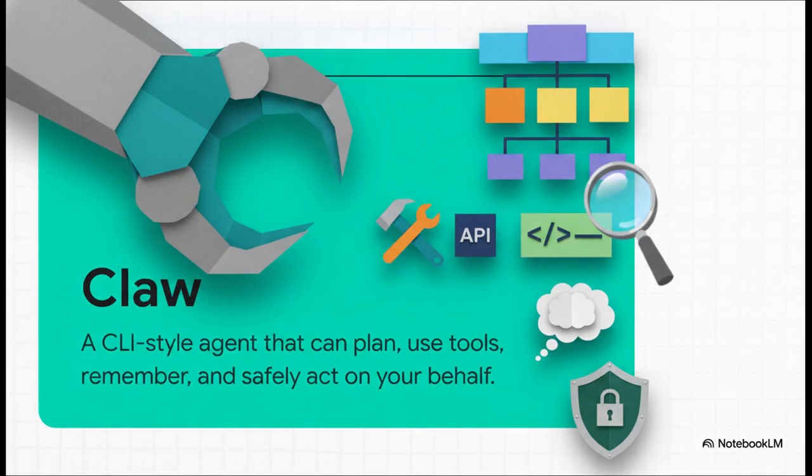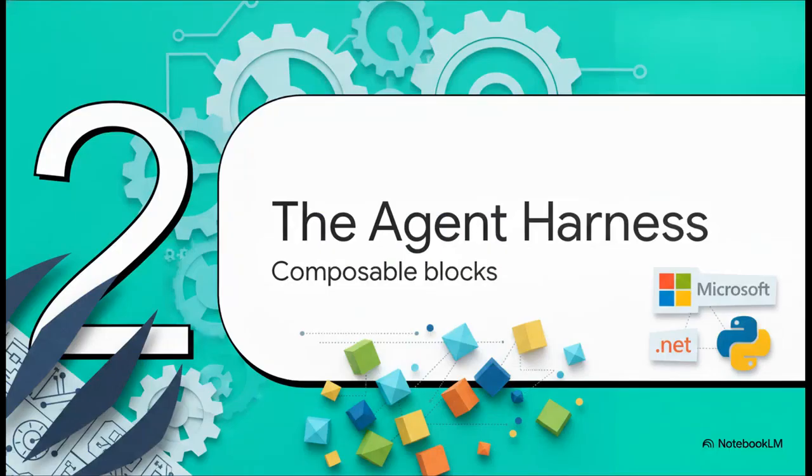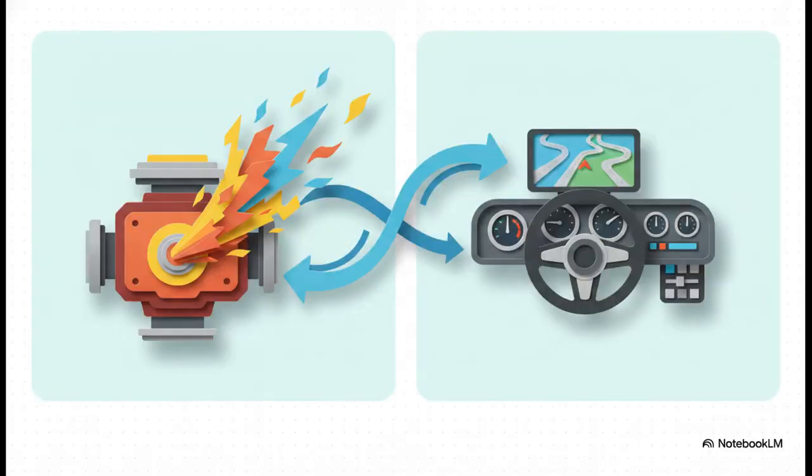This is an agent that isn't just some passive encyclopedia, it's an active participant in your workflow, fetching data and executing commands right there in your terminal. Section 2. Inside the agent harness. So how do we actually give our claw these superpowers? Let's tear down the composable building blocks of the harness provided by the Microsoft Agent Framework.